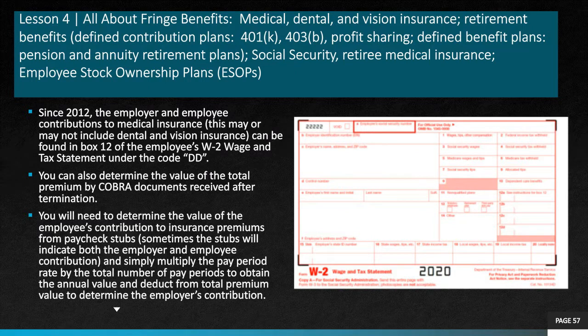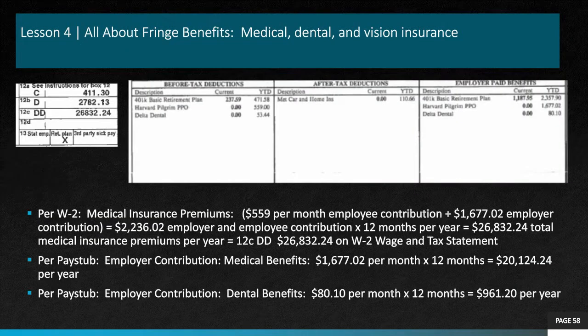So if we look here and we see this box over here with the C, the D, and the DD, and the DD says $25,632, that is the value of the employer and the employee's, I'm going to emphasize that, contribution to health insurance. So usually when you get health insurance as a benefit, your employer pays part of the cost of the premiums and you pay part of the cost of the premiums. And what you want to tease out is what the employer paid, because that's the value of the benefit from the employer that you lost.